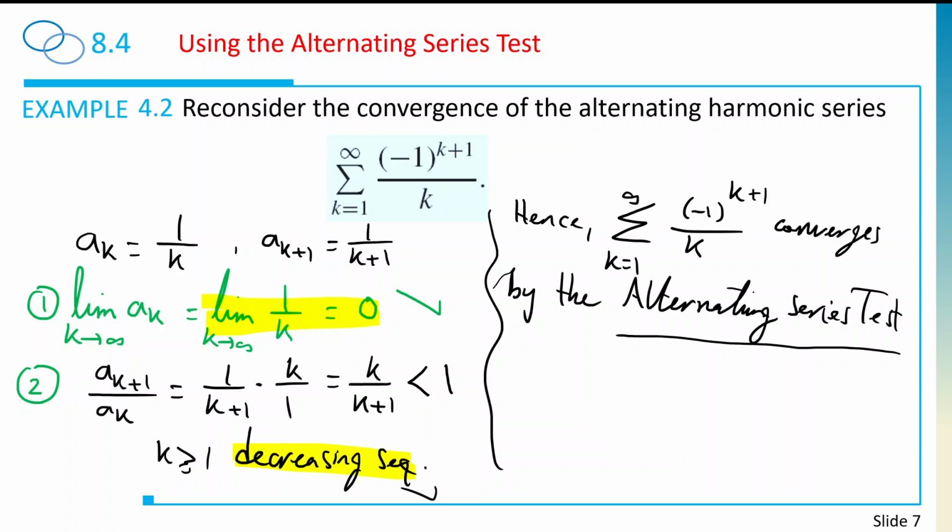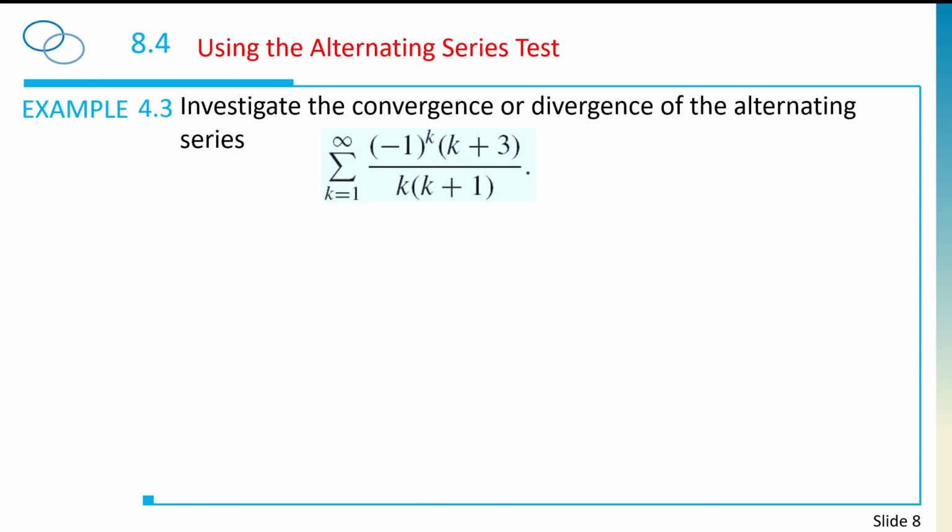Let's see what we have next. Let's try another question, this one. Again, we need to do the same thing. We need to investigate the convergence or divergence for this alternating series. Remember, this test works only with alternating series. If you don't see this part of (-1)^k or (-1)^(k+1), this is not alternating. So this test works only with alternating series.